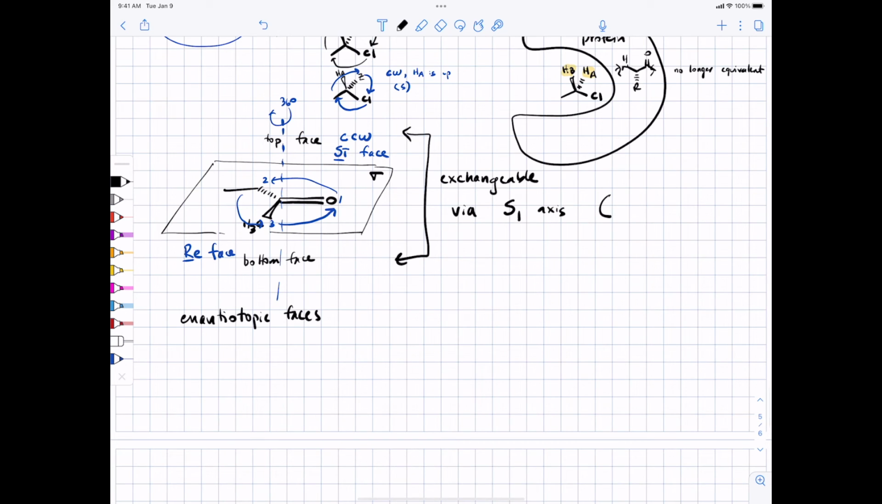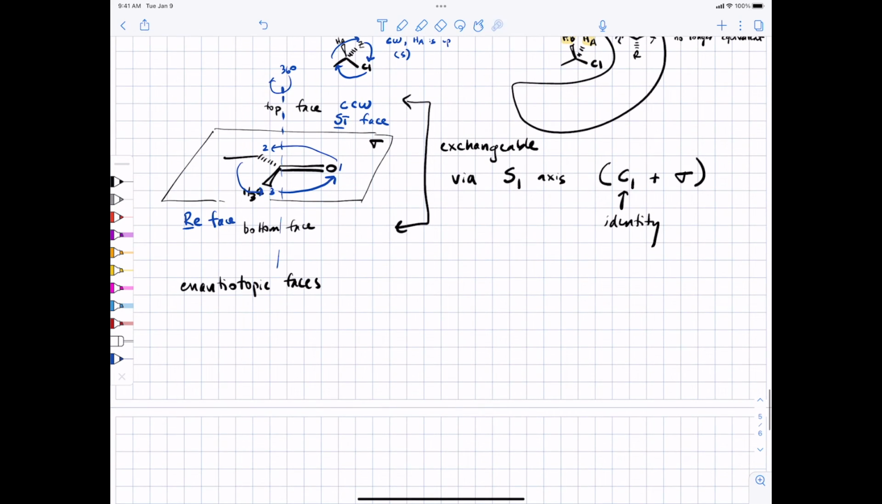What that means is a C1 operation followed by a mirror plane. But a C1 operation is basically what we would call an identity operation. It has to be the same thing, right? And so we can drop it out. If we were doing linear algebra, and this were a matrix to do the transformation, it would be an identity matrix. You'd multiply and it would just give you the same thing.